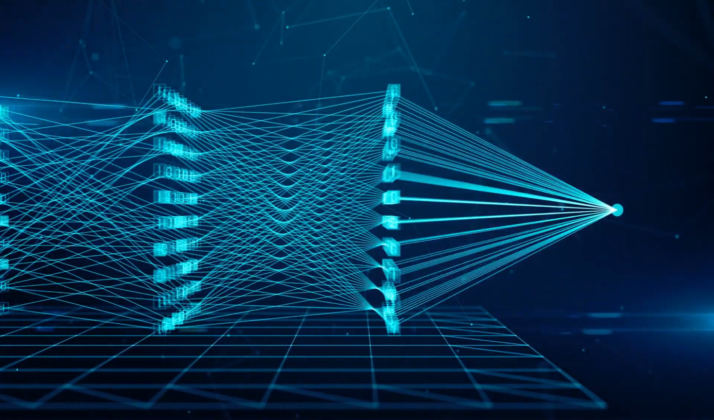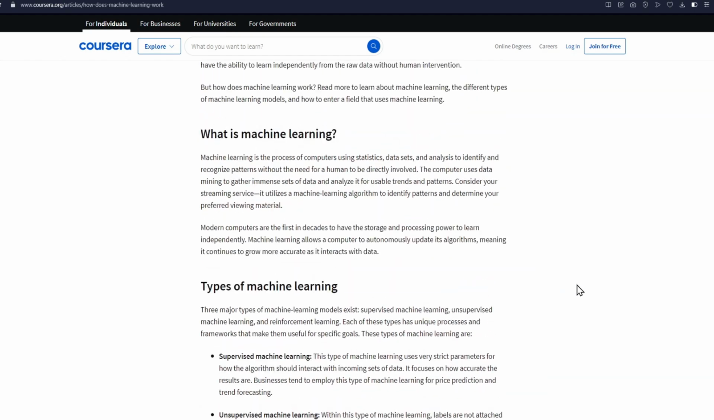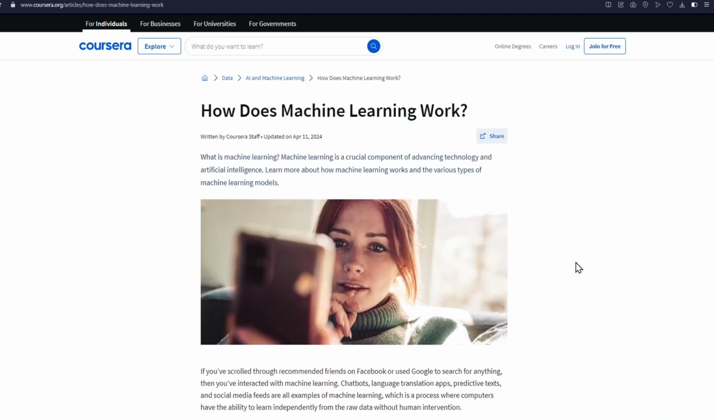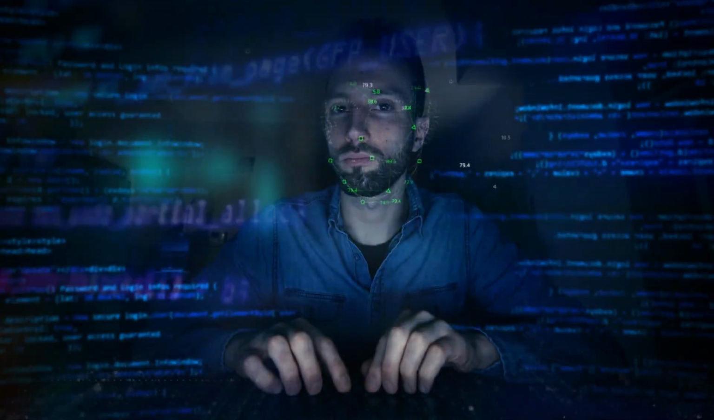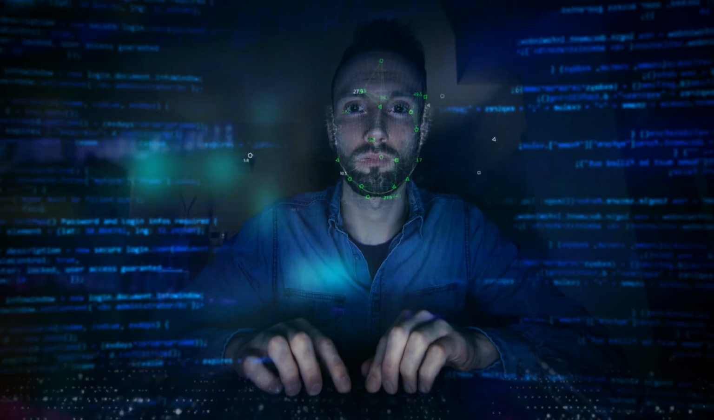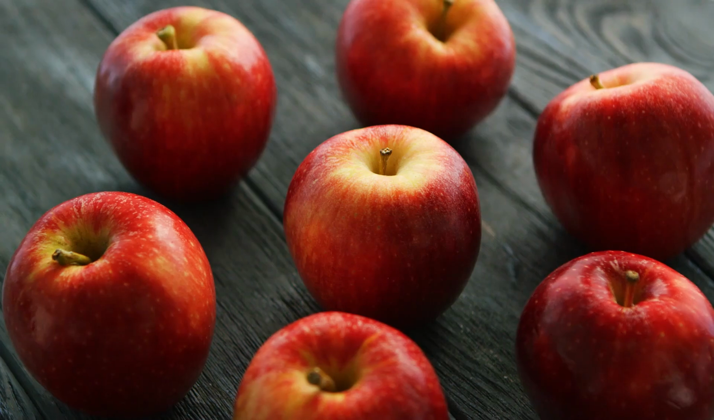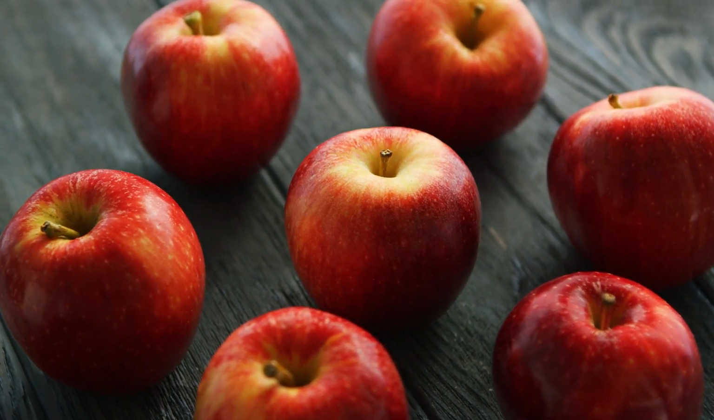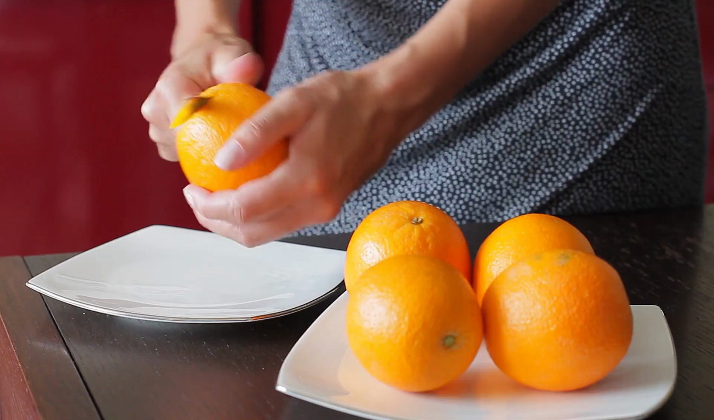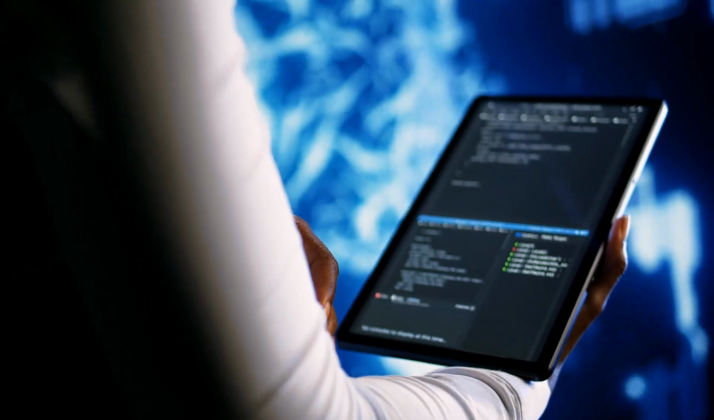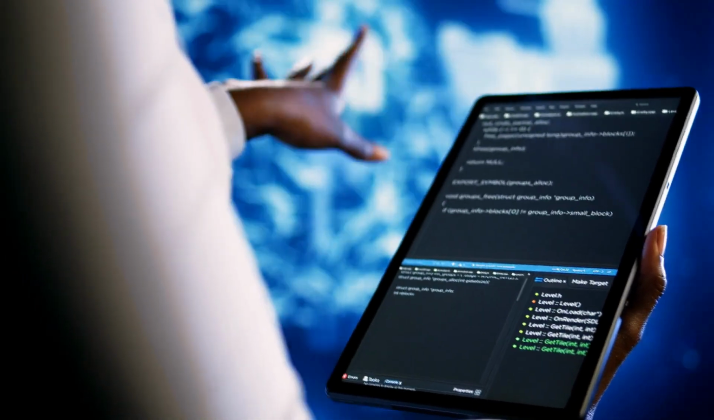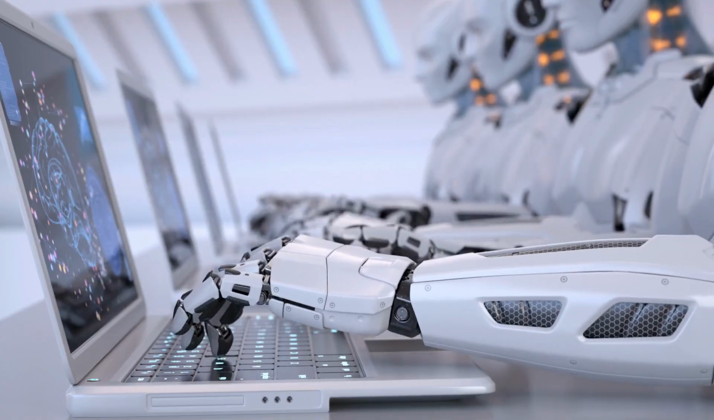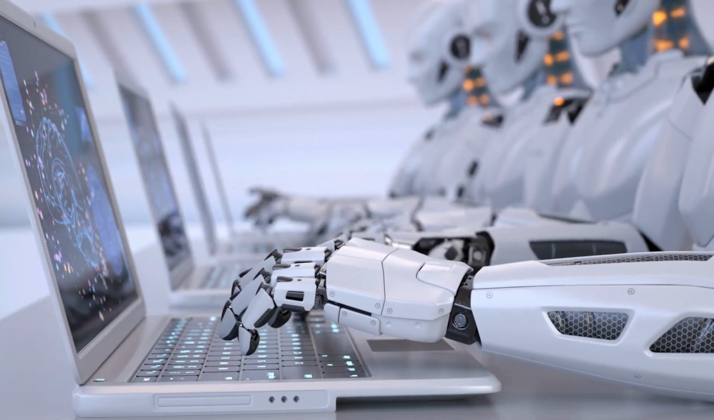But how does the computer learn from these examples? Here's where the magic, or rather the math, happens. The computer uses algorithms, which are like recipes or step-by-step instructions. These algorithms look at the data and start to notice patterns. For example, it might realize that apples are usually round and red, while oranges are round and orange. It turns these observations into rules, or a model, that it can use to classify new images it hasn't seen before. Once the model is trained, it's tested on new, unlabeled data.